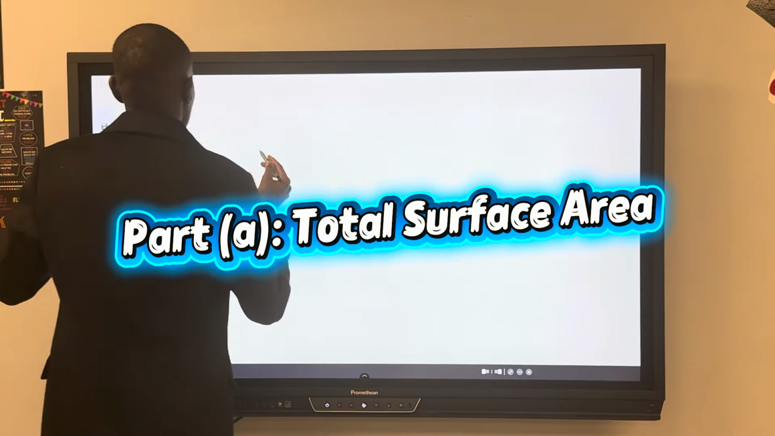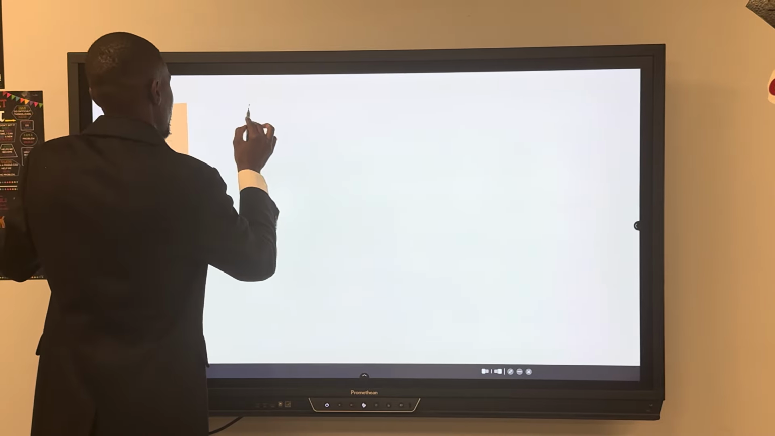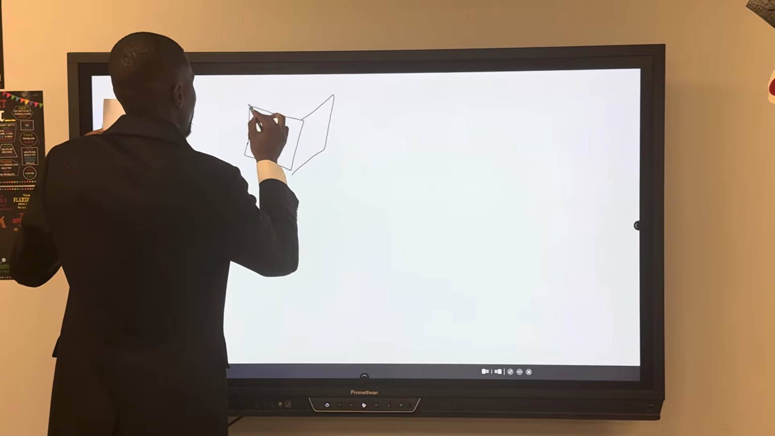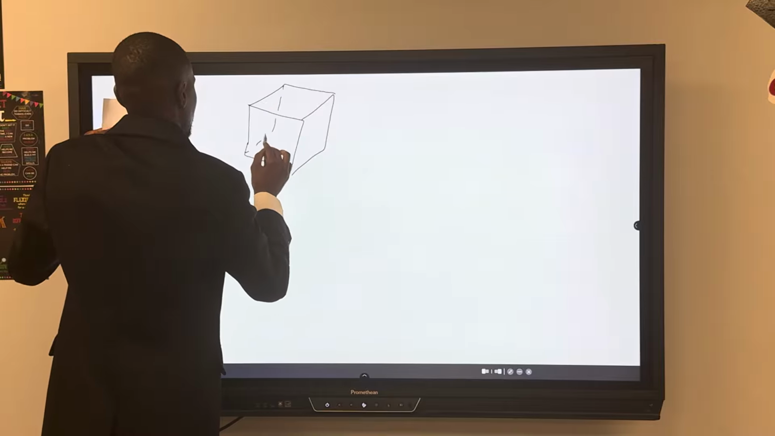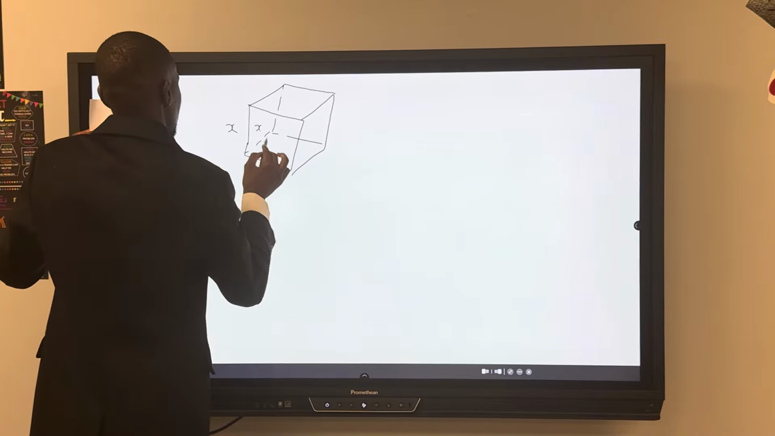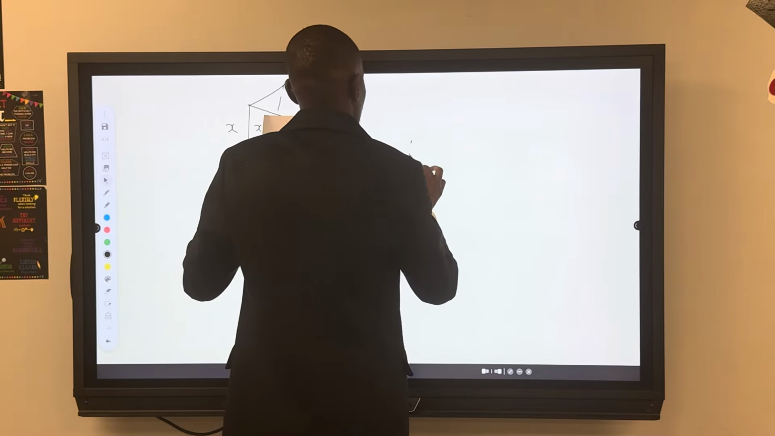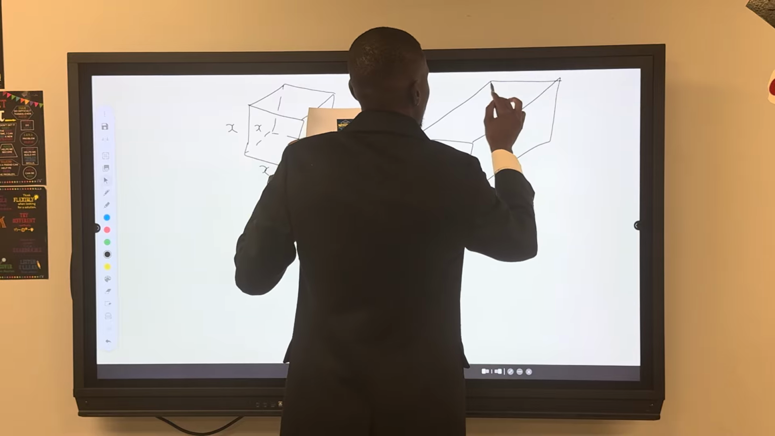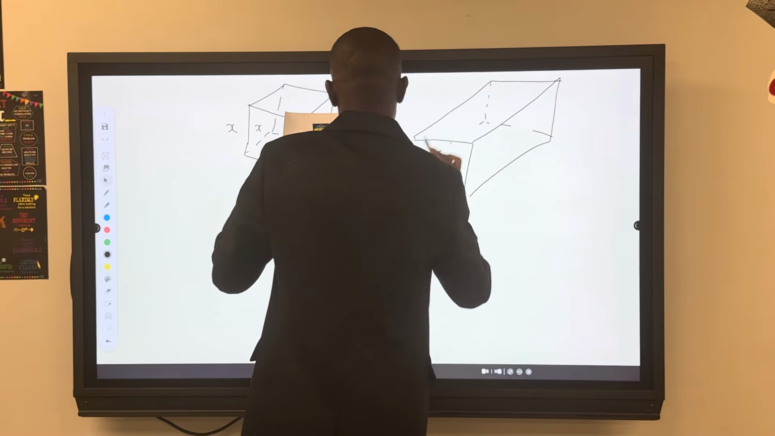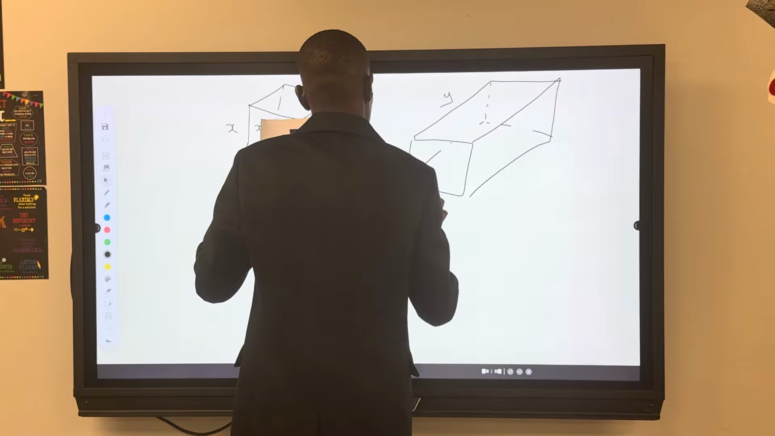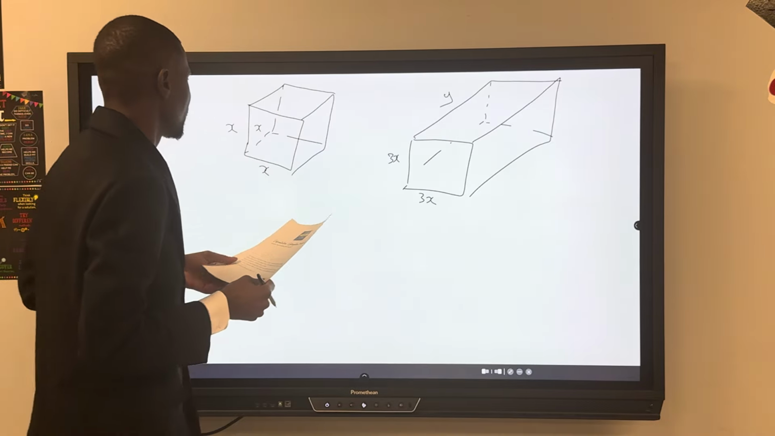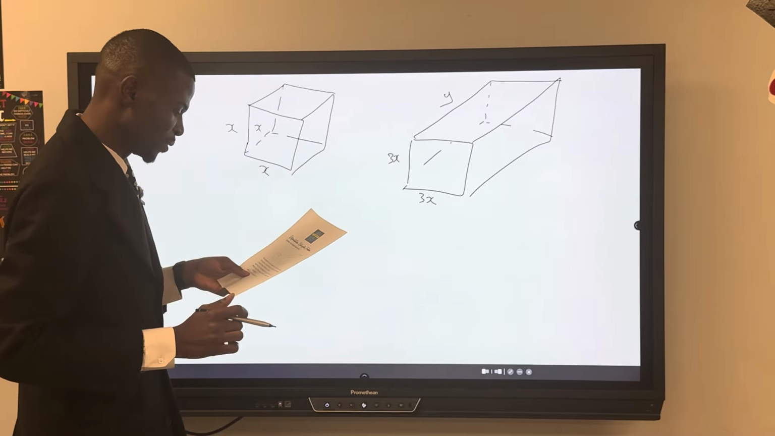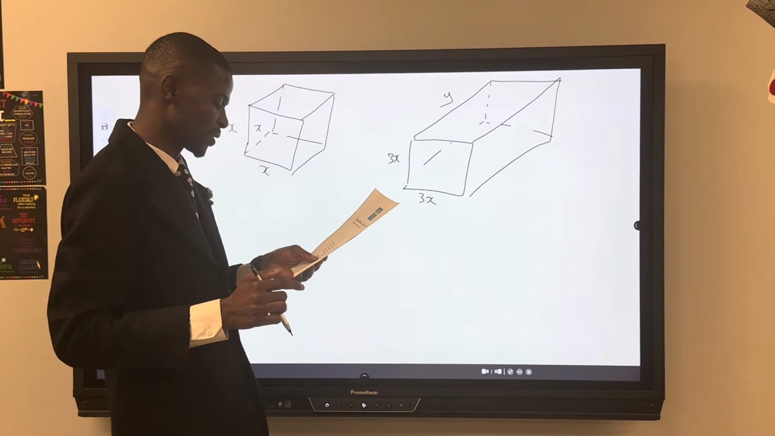I am not good at drawing, but I'll try. So we are given this cube here of sides x, x, x, and we have a cuboid here. So this is y, this is 3x, that's 3x. And the diagram shows a cube of side that. And we are told that the total volume of the two solids is kept constant at that.